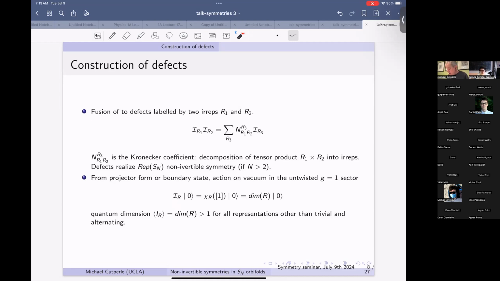And therefore, from S_N representation theory, it's clear that the dimension of any representation other than the trivial and the alternating representation of S_N is bigger than one. So these two facts tell us that indeed these defects will realize a non-invertible symmetry on the symmetric orbifold CFT.